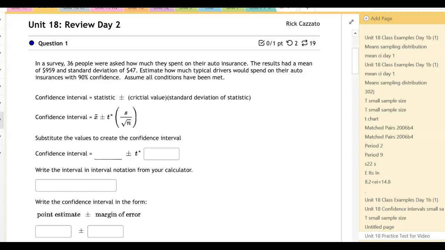So if we look at problem number 1, in a survey there are 36 people and they were asked how much they spent on their auto insurance. The results had a mean of $959 with a standard deviation of $47. Estimate how much the typical drivers would spend on their auto insurance with 90% confidence. Assume all conditions have been met.